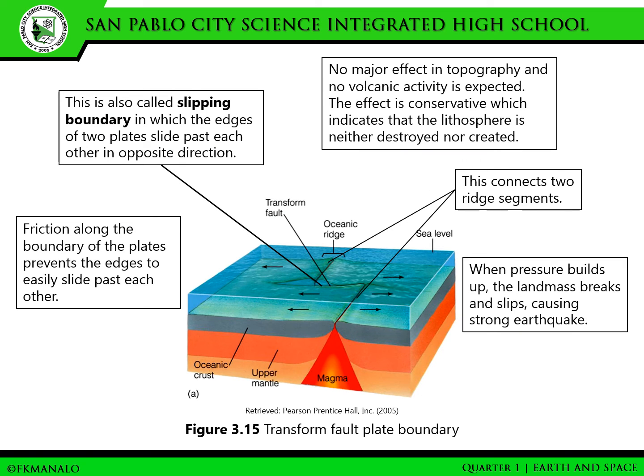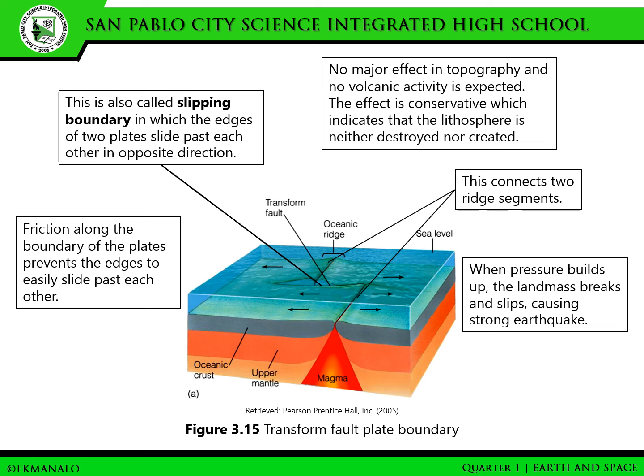The last type of plate boundary is the transform fault plate boundary. This is also called a slipping boundary, in which the edges of two plates slide past each other in opposite directions. However, friction along the boundary of the plates prevents the edges from easily sliding past each other. As transform fault plate boundary movement occurs, pressure is built, causing the landmass to break and slip. This generates strong earthquakes. No major effect in topography and no volcanic activity is expected.